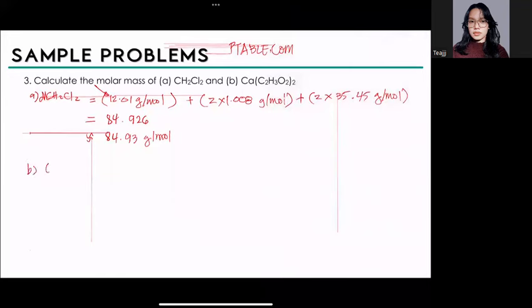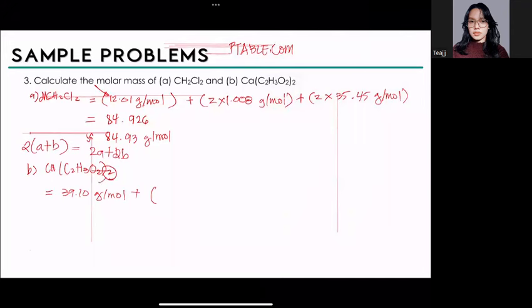So letter B, that's Ca(C2H3O2)2, quantity 2. So that's 39.10 grams per mole plus, same as in math where 2 times (A plus B) will become 2A plus 2B, it's distributed inside the parentheses. This subscript outside the parentheses will be distributed to the elements inside it. If there are no parentheses, then don't distribute, okay?